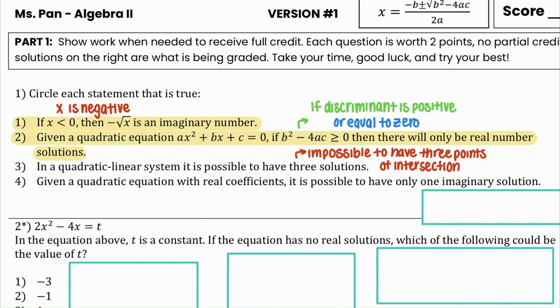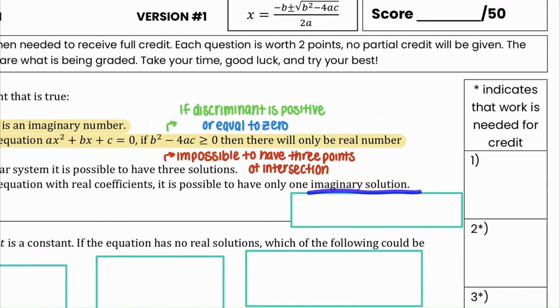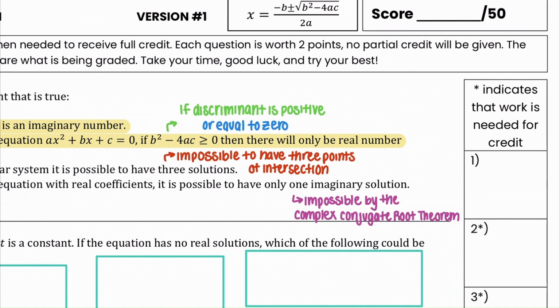Number 4 says, given a quadratic equation with real coefficients, it is possible to have only one imaginary solution. So this is something that we discussed in class a while ago. If you ever forget, we just have to think to ourselves, well, what does it even mean to get an imaginary solution? Well, we would have to take the square root of a negative value. And whenever we take the square root in a quadratic equation of a negative value as such, we have to remember that there's always 2 solutions because of that plus minus, therefore telling us that it's impossible. And aside from that, it's also impossible because of the complex conjugate root theorem that we talked about on worksheet number 30.